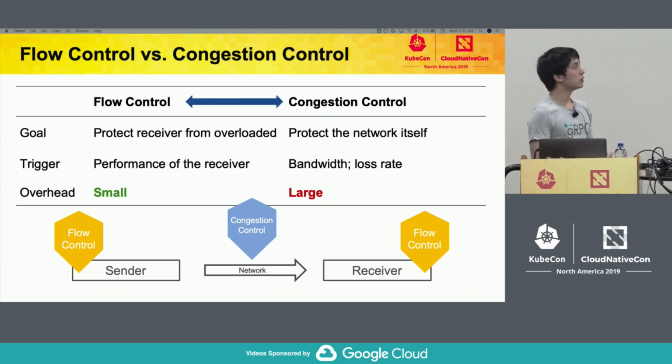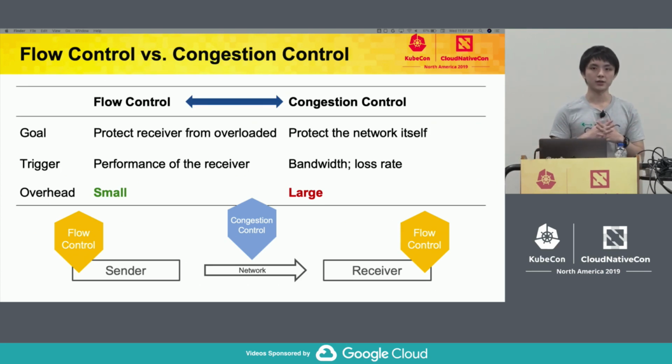And in the real world, most of the time, flow control and congestion control are working together to protect your cluster. But if only congestion control is kicking in frequently, maybe it's a good indicator that you should contact your cloud provider.